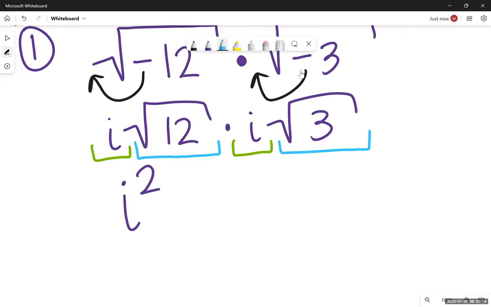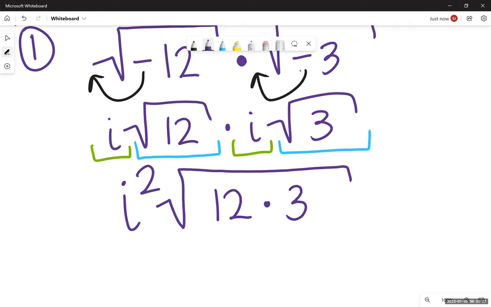Okay, and I'm going to do this so I can actually simplify it. If I do that, I can do the whole step right here. You take the 12 and you multiply it by the 3. This is because 3 is prime and I cannot factor it. So let me multiply both of these numbers together.